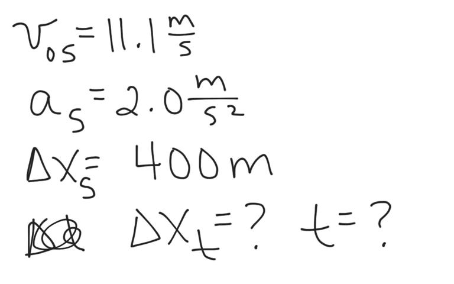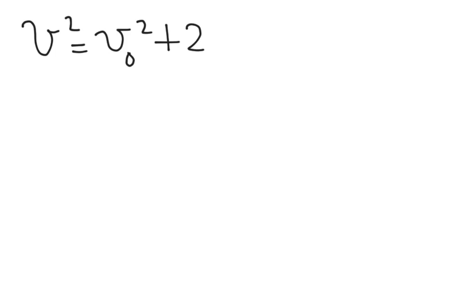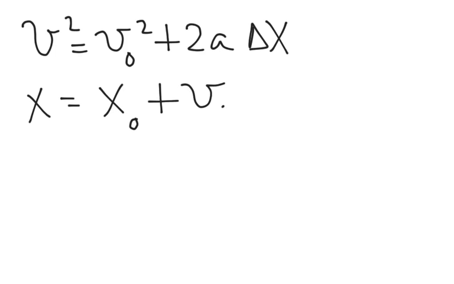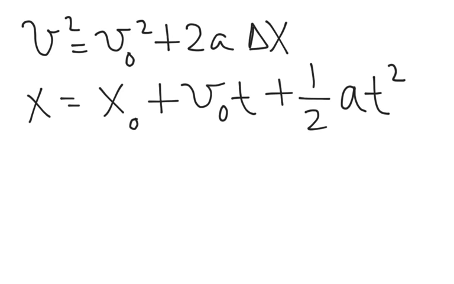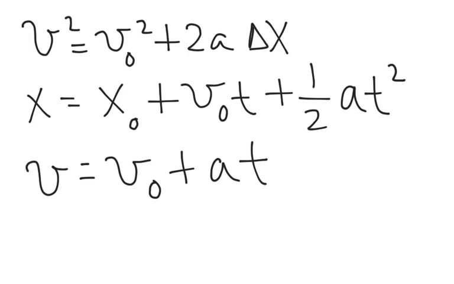So we're going to look at our kinematics equations. To review our equations, we have three of them. One is v squared is equal to v sub naught squared plus 2a delta x. Another one is x is equal to x sub naught plus v sub naught t plus 1/2 a t squared. And lastly, v is equal to v sub naught plus a t. In this case, we don't have the time, so we're not going to use the first two equations right away.